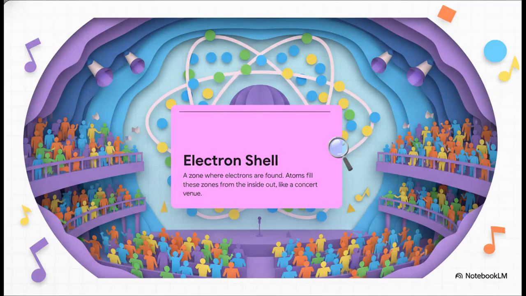Okay, here's the way to think about it. Picture an atom as a giant concert venue, right? And the electrons, they're the fans. So the first fans, the super eager ones, they rush right down to the pit, right in front of the stage. Once that's totally packed, the next wave of people starts filling up the main floor, and then the balcony. Electrons do the exact same thing. They fill up these energy zones, we call them shells, starting as close to the center of the nucleus as they can get, and then they work their way outwards.